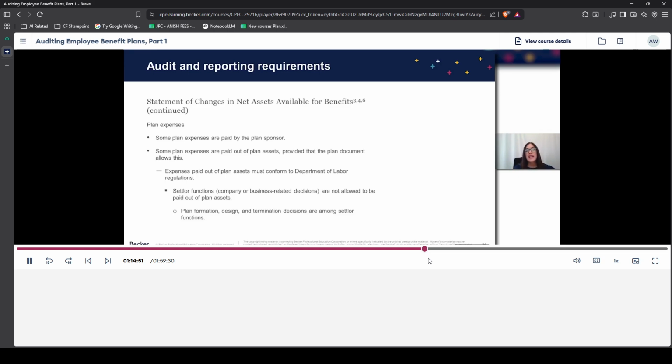And again, these would only be expenses that are paid by the plan. If the plan sponsor is paying some or all of the plan expenses, they do not get reported on the plan's financial statements. That would just be a simple disclosure that says certain plan expenses have been paid by the plan sponsor and are excluded from these financial statements.